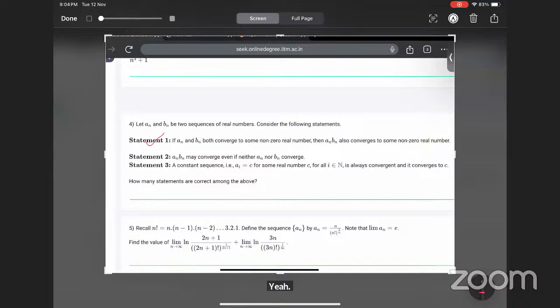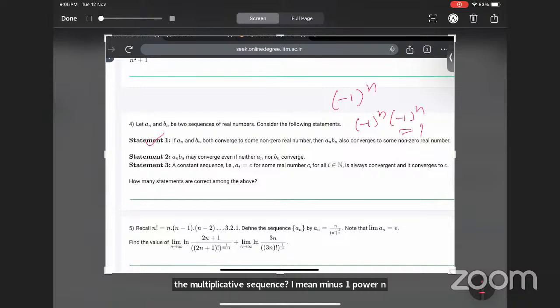For this we have an example. If we take both sequences as (-1)^n, we know that this sequence is oscillative, that is, it is a divergent sequence, right? But what will be the multiplicative sequence? (-1)^n times (-1)^n, which will be 1, the constant sequence 1. So this sequence is convergent and converges to 1, right?